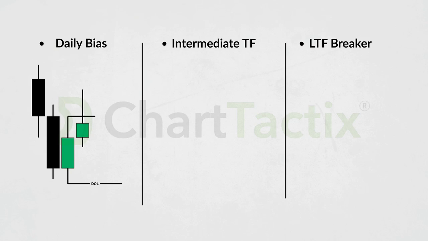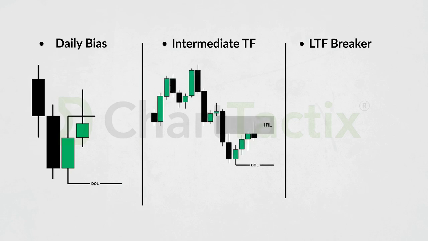Now, instead of immediately dropping down to the lower time frame to look for an entry, the next step is to go to the intermediate time frame. On this time frame, we want to wait for order flow to align with our daily bias. And that's exactly what we can see here.